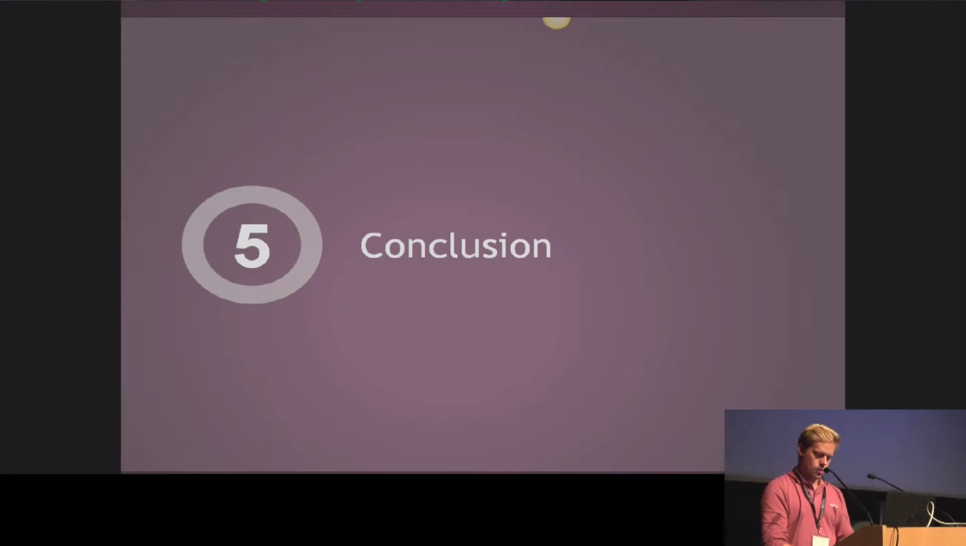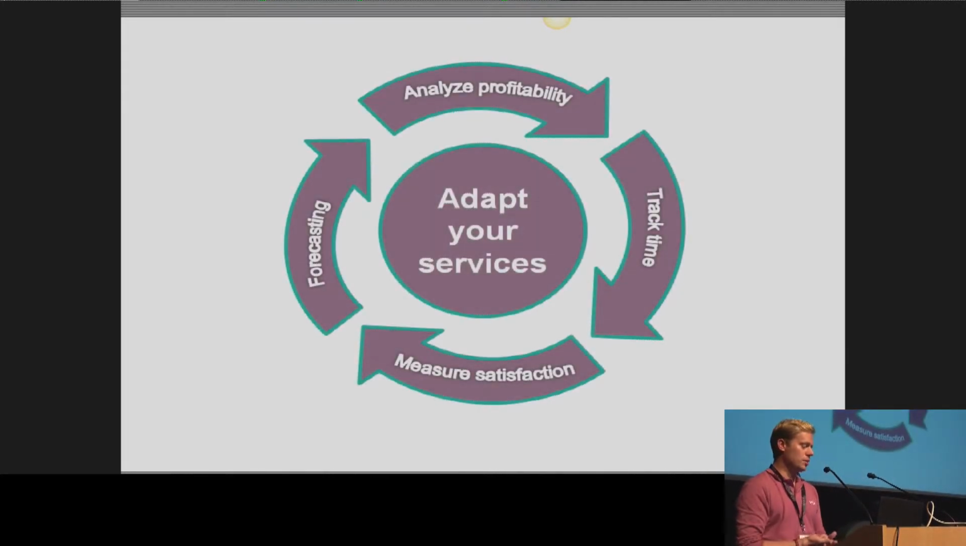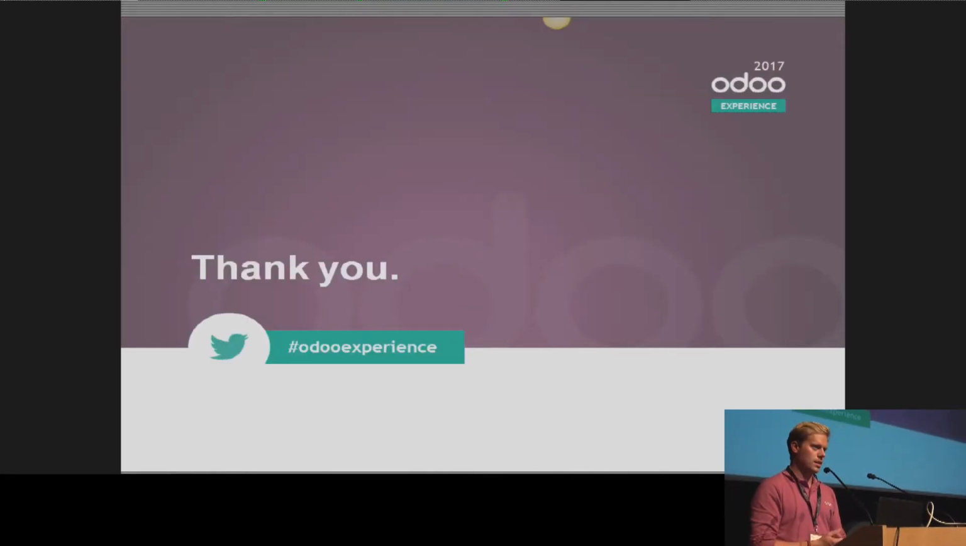So basically what I've told during the whole presentation is that by analyzing your profitability, thanks to this new project overview, by tracking the time based on the timesheet for all employees, measuring the satisfaction, and doing the forecasting, with those options that Odoo V11 allows you to use, you can better adapt your services to the market and address your customer needs better. So please, if you have questions, now is the time.